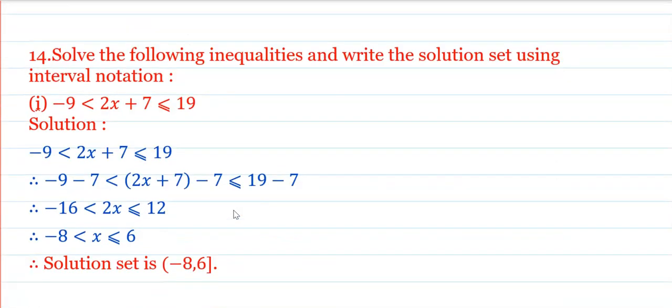Okay. Now the next question, number 40. Solve the following inequalities and write the solution set using the interval notation. Now the first is: 2x plus 7 lies between minus 9 and 19, or equal to 19 also.